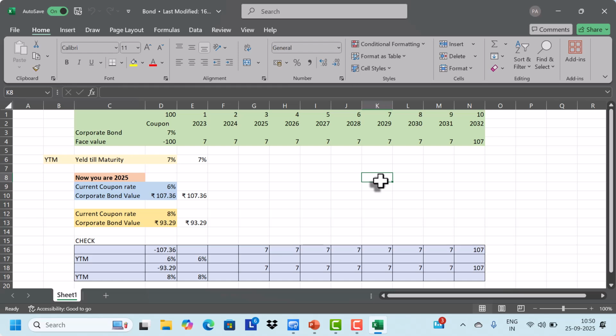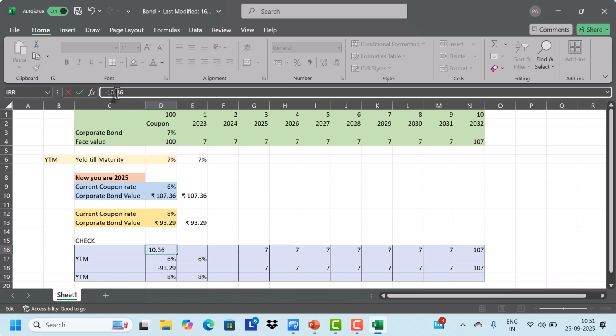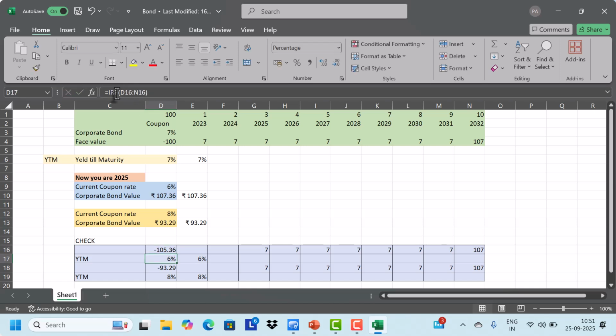ये जो आ रहा है यहाँ पर price, that is the cost of the debt. Suppose, for example, this bond was not trading at this price. This bond was trading at say 105. Then what will be the cost of this? Okay, so I'll do that later on.